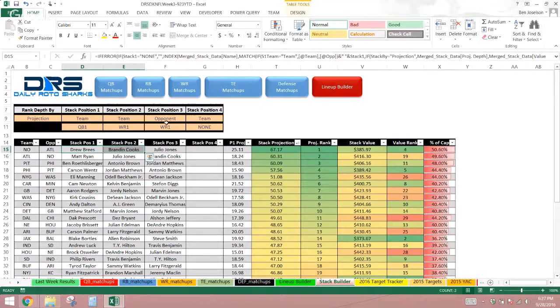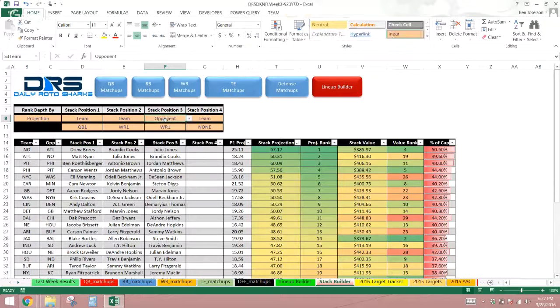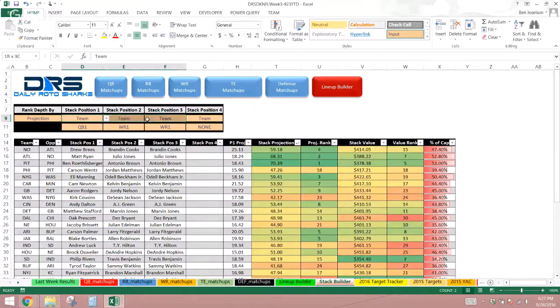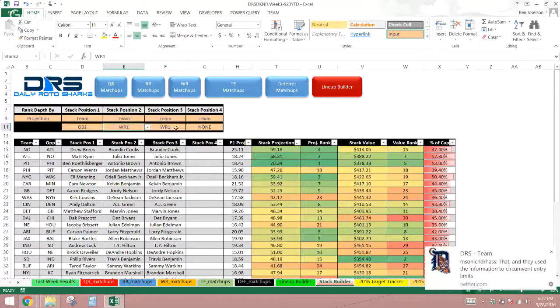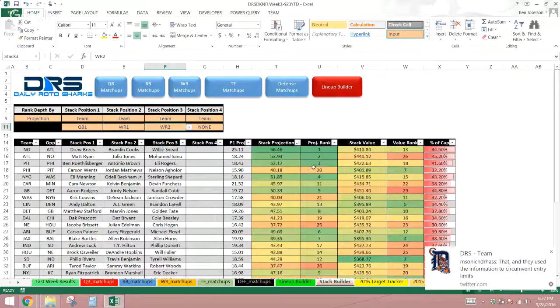And we also have the opponent wide receiver one set up. So this is the QB and wide receiver, and then you also have the number one wide receiver from the other team. And there's a lot of high correlations with that. But let's say we wanted to stack our own team, QB1, wide receiver 1, and wide receiver 2. You'll see it changes a little bit.